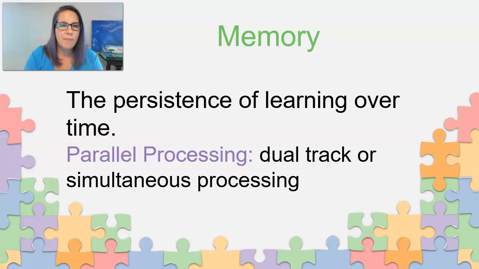We will also talk about memory in terms of parallel processing. So you all know what parallel lines are. If you think of parallel lines, we are talking about a dual track or simultaneous processing. We process a lot of bits of information into our memory all at the same time without even realizing that we're doing it. And as we talk about memory and how we gain our memories and how we're able to retrieve them and store them, we'll refer back to this parallel processing.